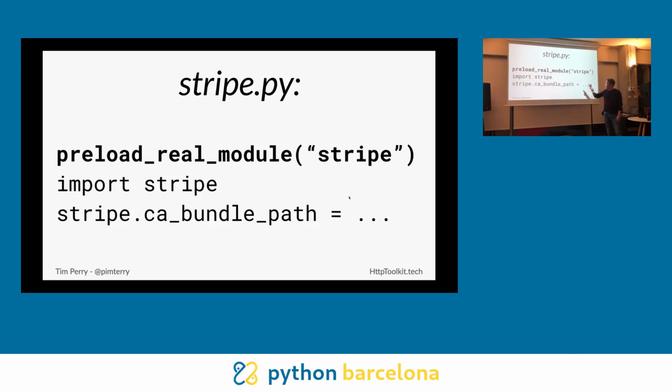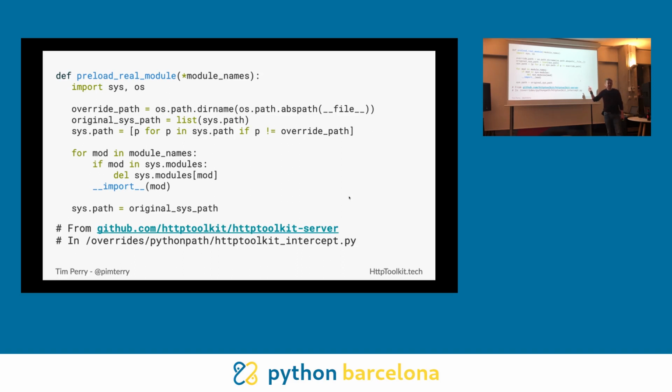To do that, we're going to need something like this. In our override module that replaces Stripe, when that's loaded, we need to unreplace Stripe, go and get the real one, so that then import Stripe gets the real Stripe. This sounds kind of crazy, but it turns out we can do this. It looks something like this.